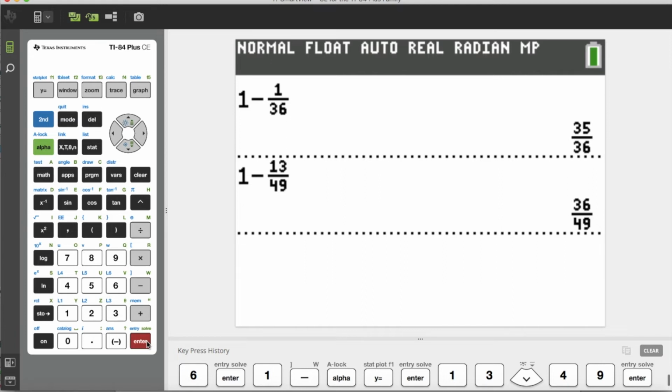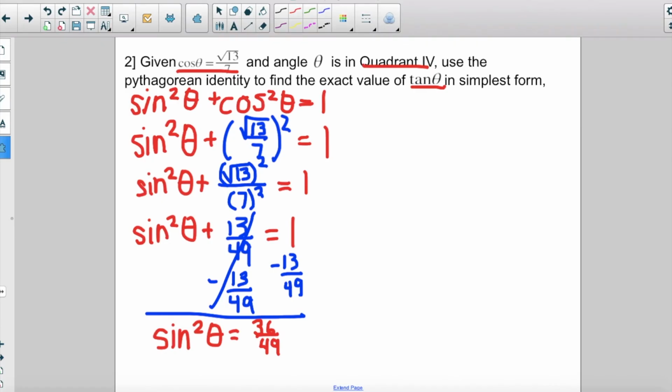Okay, sine is not by itself yet. We do have to take the square root of both sides. So we square root sine, and I'm going to square root the numerator and the denominator. The radical and the squared end up canceling out, and we get sine of theta is equal to 6 over 7, because the square root of 36 is 6 and the square root of 49 is 7.